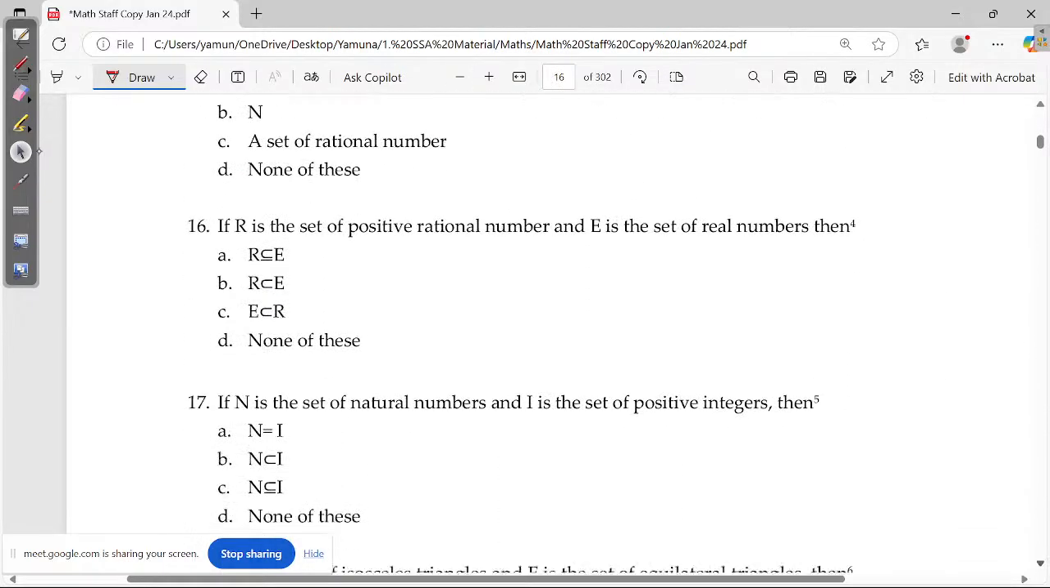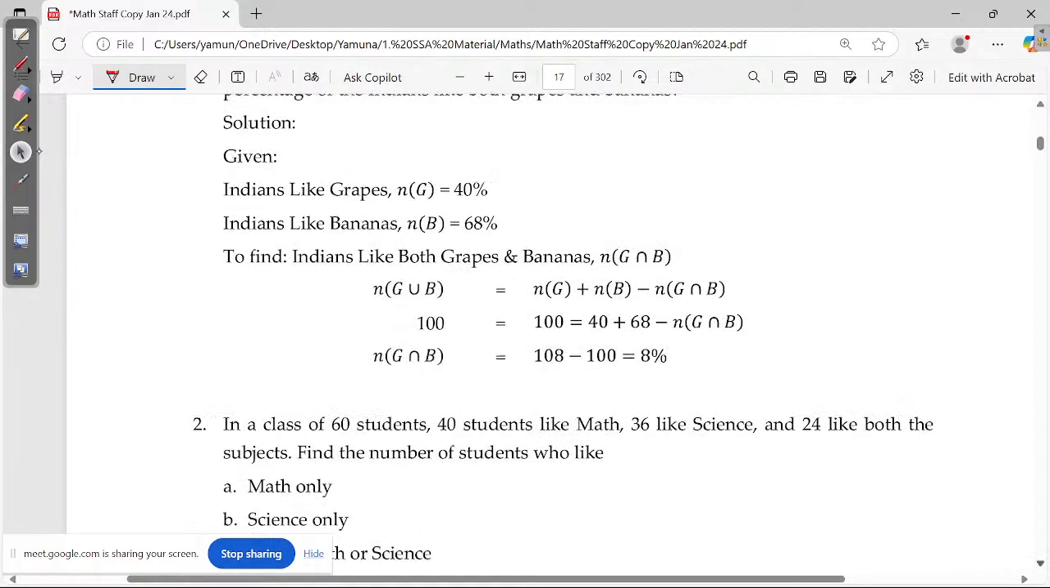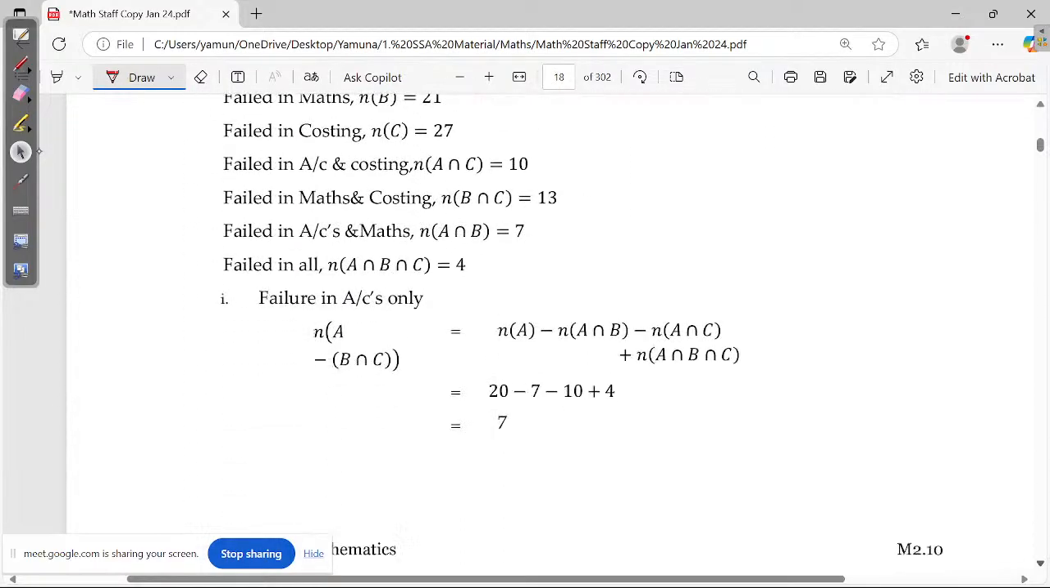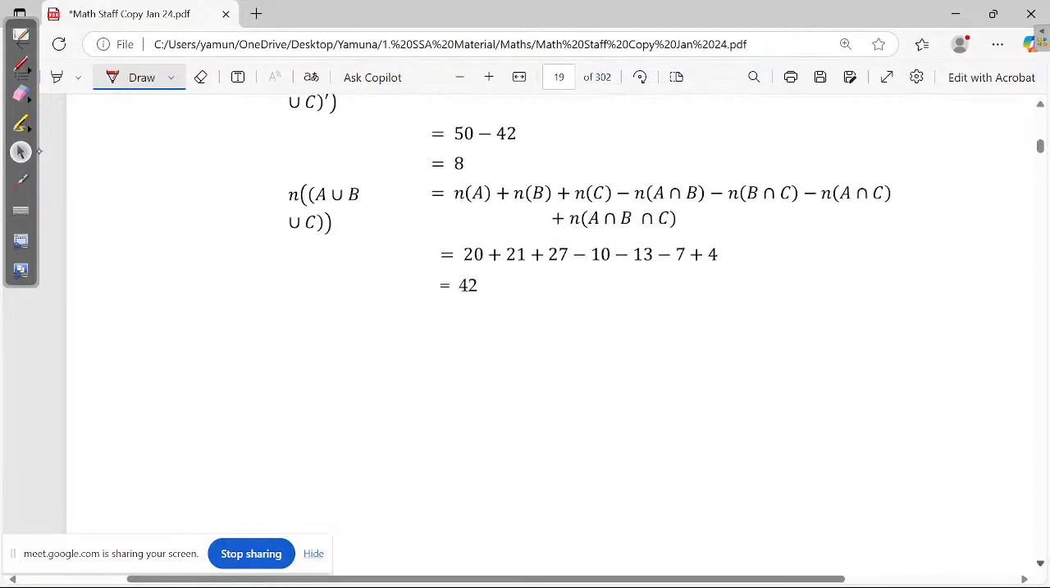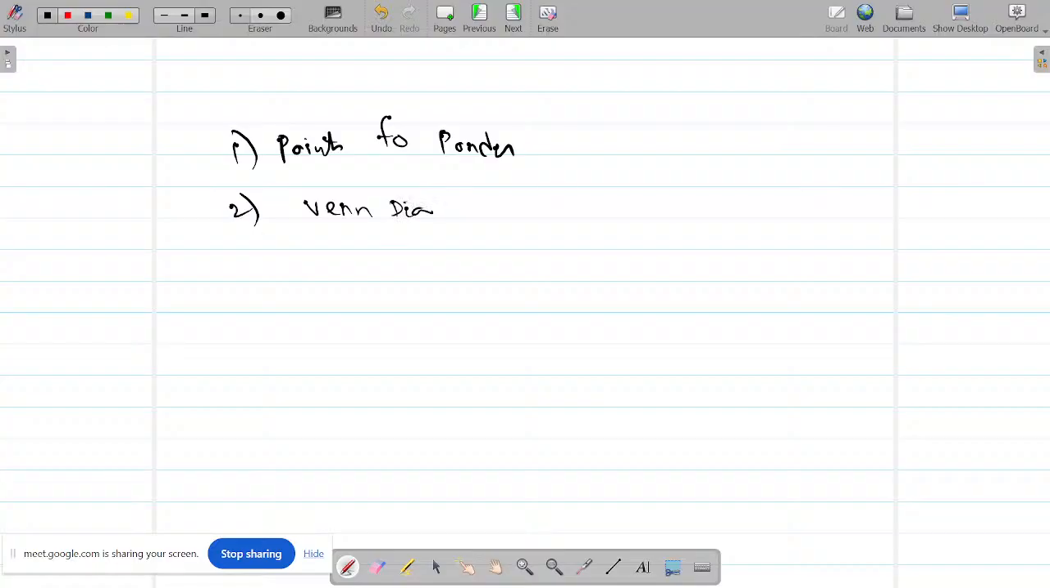Okay. So we have simple problems, like 20 questions, and word problems, 3 questions. So totally 23 questions. I'll be sharing the pages now. First, points to ponder. Second, I'll be sharing the Venn diagram pages. And third, simple problems, 20 problems, and word problems. So we have to discuss all these in the next class. I want you to be prepared with this.